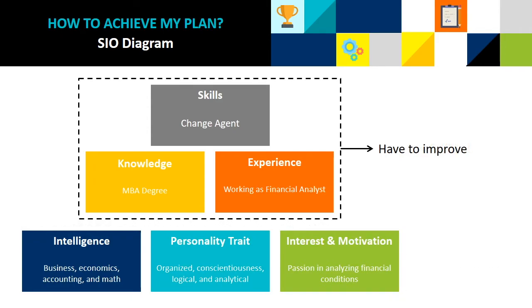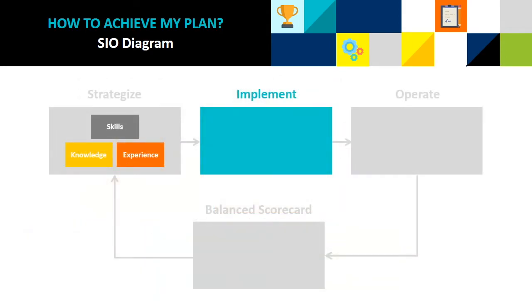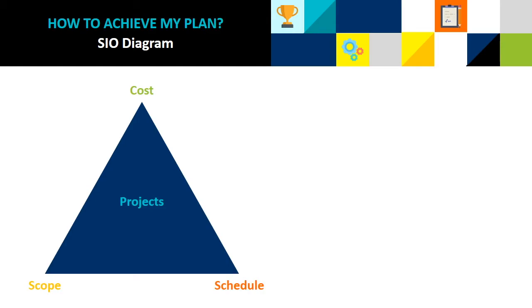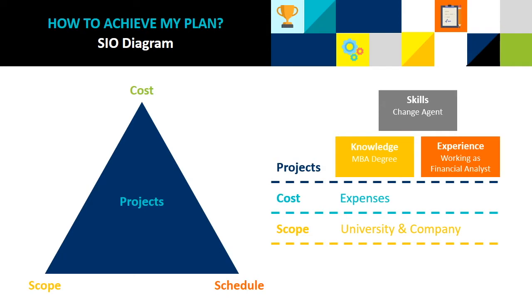Now is implement. Here I would like to analyze the project I have to do based on the cost, scope, and schedule. Here the projects are start working as a junior financial analyst and taking the MBA degree itself. The cost will be the cost that I spent to take my master's degree, and the scope will be the university that I choose and the company that I want to work for. The schedule will be my project timeline for the next 1, 3, 5, and 10 years from now.